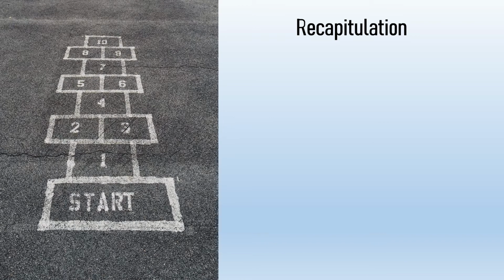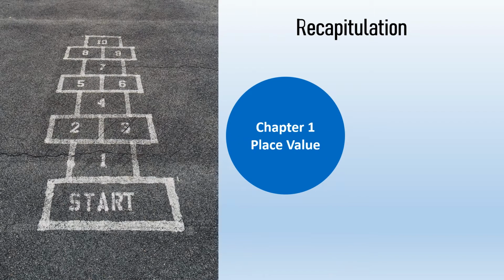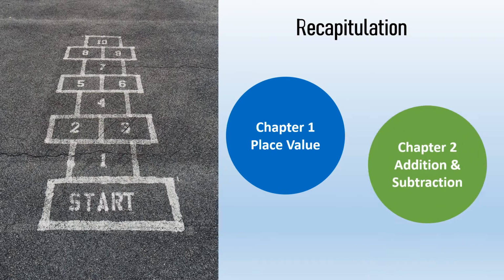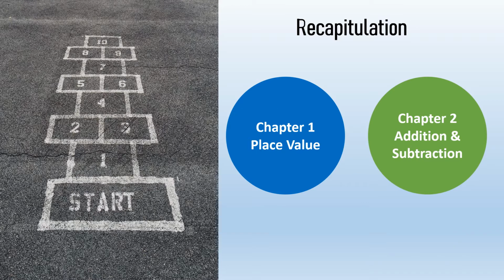Let's take a quick recap of what we have done in our previous classes. We have done chapter 1, that is place value, and chapter 2, addition and subtraction. Children, if you have any confusion, any problem in these two chapters, you can contact your Guruma.